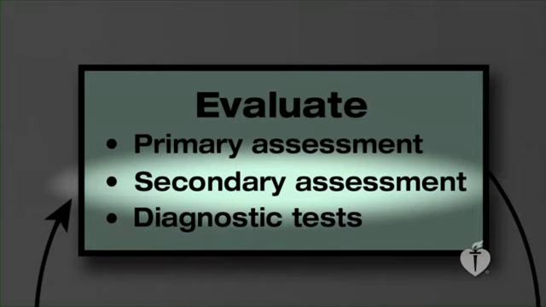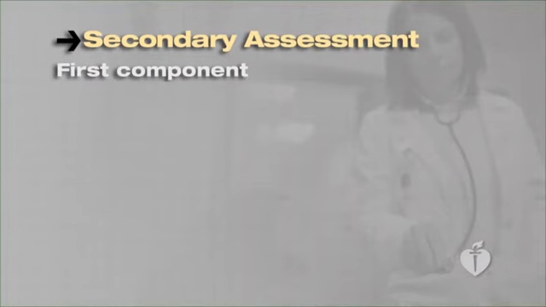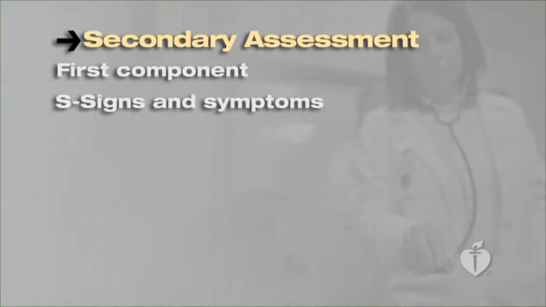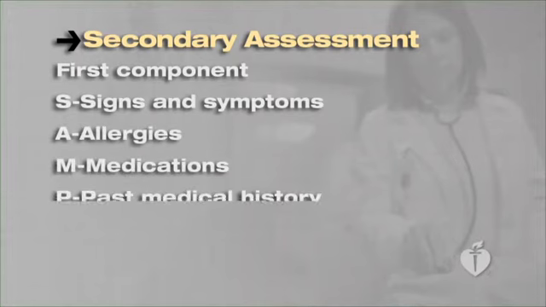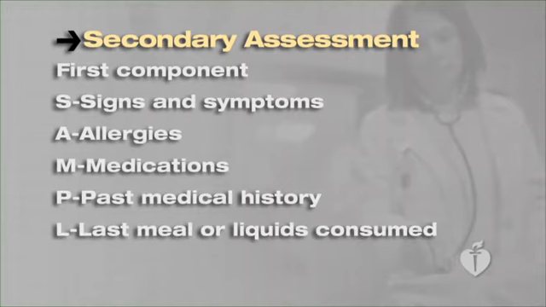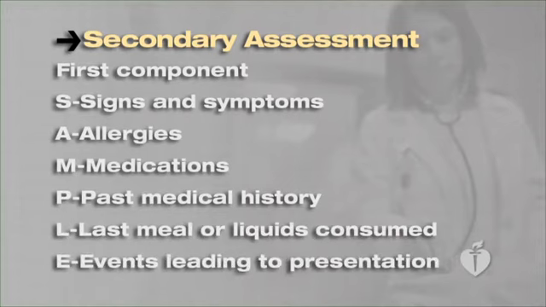Following the primary assessment, you should identify the child's condition, decide what interventions, if any, need to be started at this time, and implement these as appropriate. The secondary assessment consists of two components. The first component is a focused history, which can easily be remembered by using the mnemonic SAMPLE, which stands for signs and symptoms, allergies, medications, past medical history, last meal or liquids consumed, events leading to the presentation.